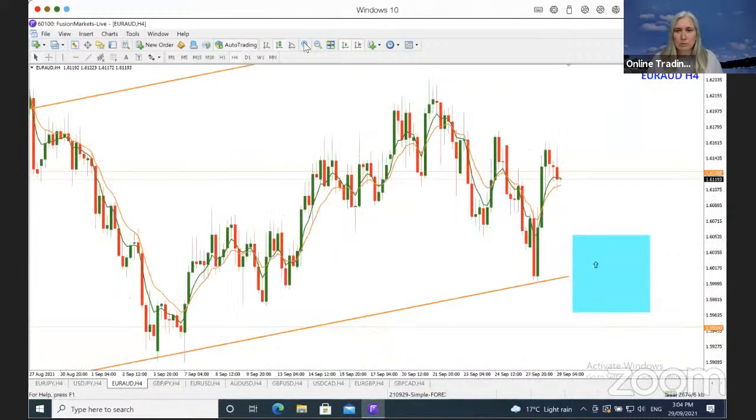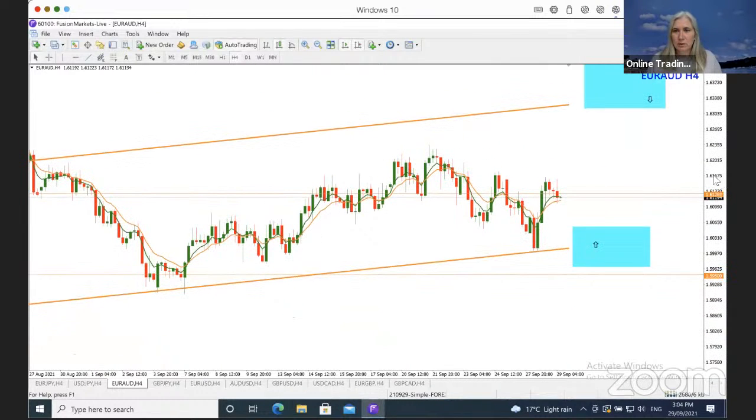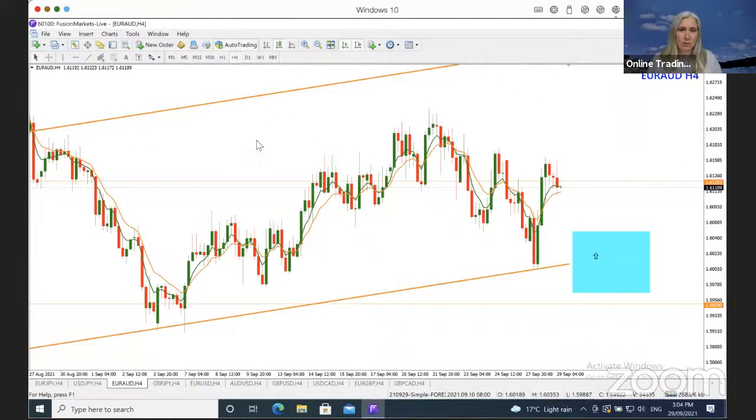So what I'm going to do with this is I'm going to wait. If it comes back down, I will look for long. And if it goes further up, I will look for short. But while it's in the middle, I will let it go. I don't want to be entering there. So at the moment, it's just a wait and see.